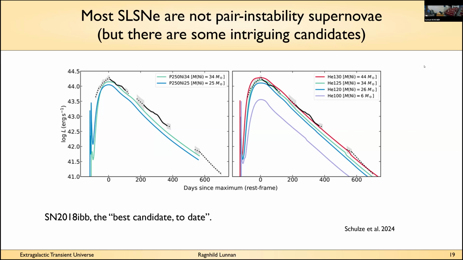They basically have two fast timescales. One of the hallmarks of a pair instability explosion is that you have this enormous ejecta mass, and that gives you a very long diffusion time and a very slow transient. We have some intriguing candidates. The one shown here is supernova 2018ibb. The black dots and black line are the light curve, and overplotted are some of these pair instability models. The light curve is actually a really nice fit.